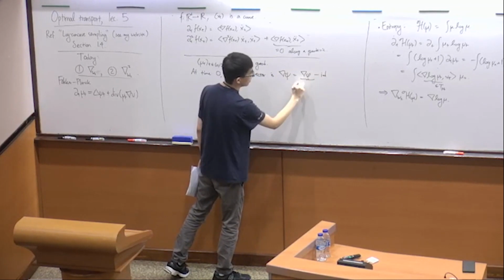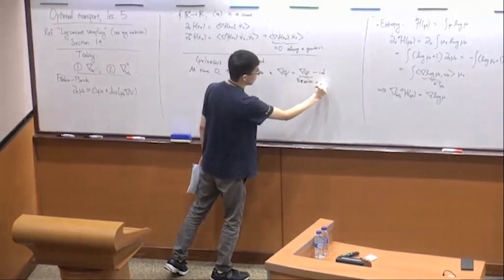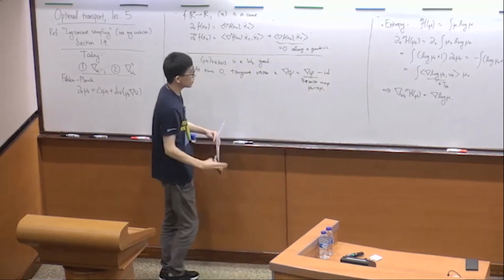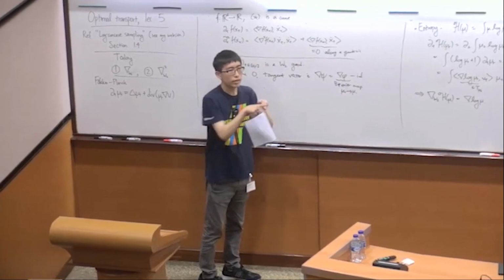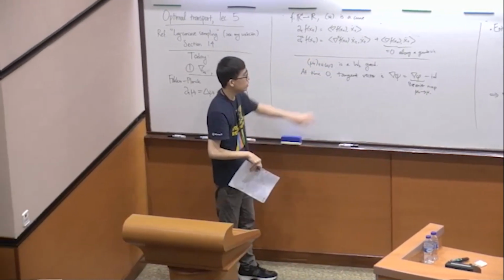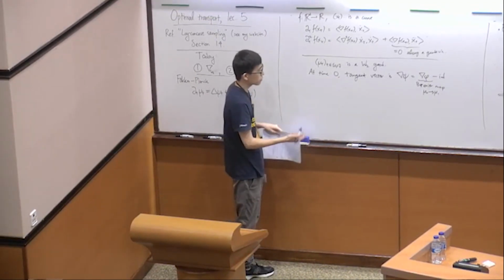And this is the Brenier map from mu0 to mu1. It's like the optimal transport map minus the identity, because when I subtract the identity, I get the displacement that I need to do to move from mu0 to mu1. So this is going to be the tangent vector at time 0.